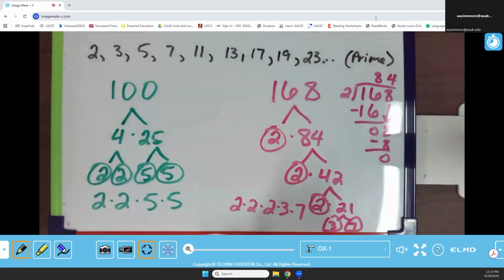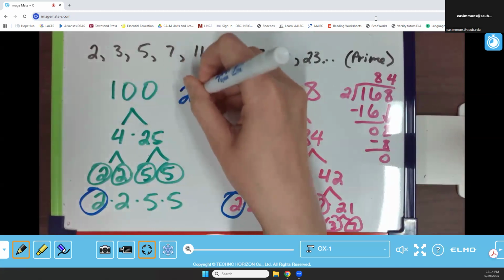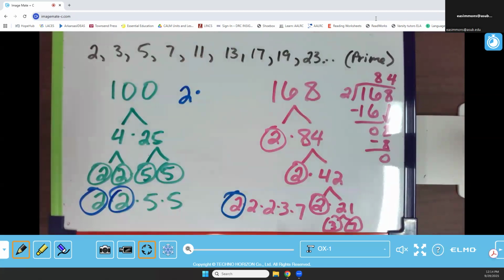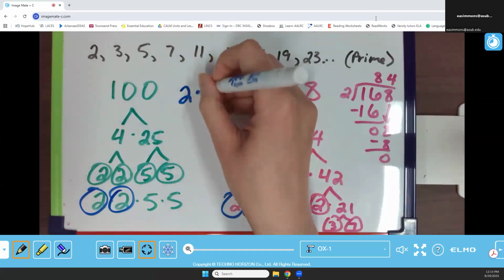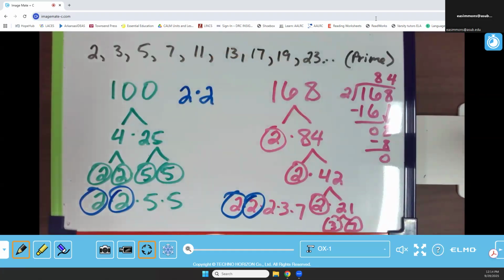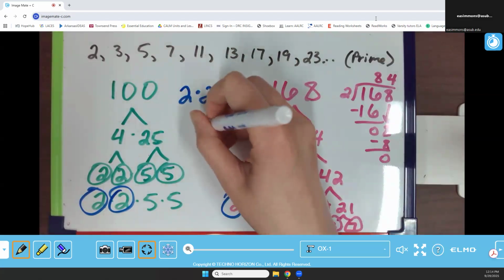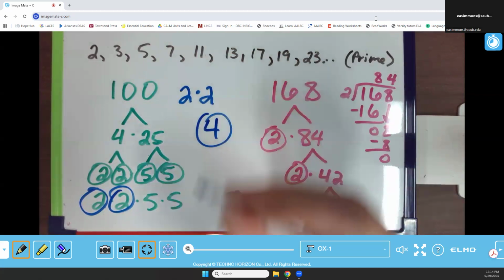Now, to get my greatest common factor, I'm going to pull out what they share. So 100 has a 2 and 168 has a 2. So that's 1, 2. 100 has another 2 and 168 has another 2. So that's two 2s. 100 has a 5, but 168 doesn't have a 5. And then 100 doesn't have any other 2s, a 3, or a 7. So the common prime factors are 2 times 2. And if we multiply those out, our greatest common factor is 4.